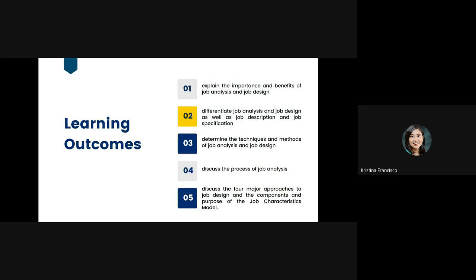Before we start with our discussion, these are the following learning outcomes. 1. Explain the importance and benefits of job analysis and job design. 2. Differentiate job analysis and job design as well as job description and job specification. 3. Determine the techniques and methods of job analysis and job design. 4. Discuss the process of job analysis. And 5. Discuss the four major approaches to job design and the components and purpose of the job characteristics model.